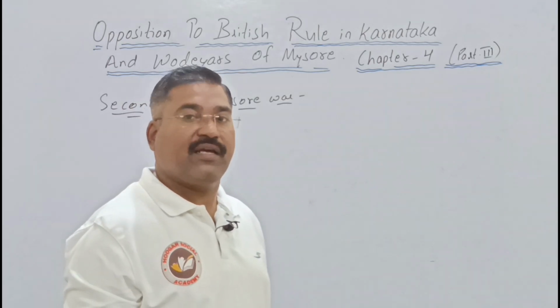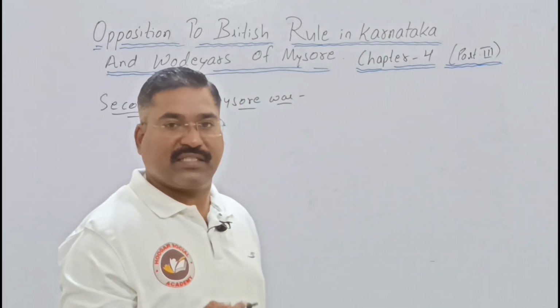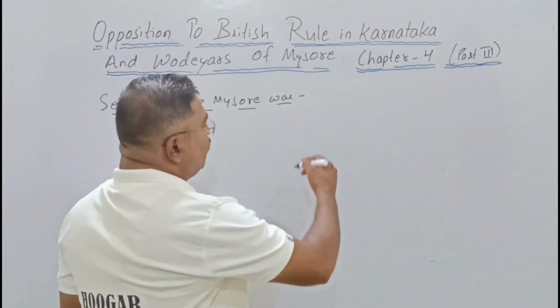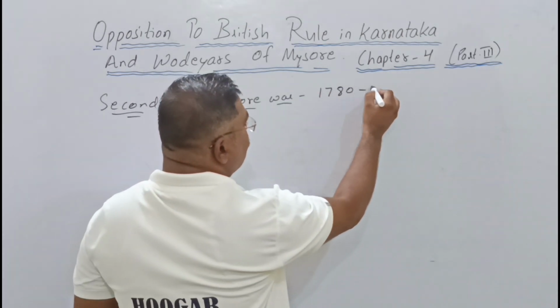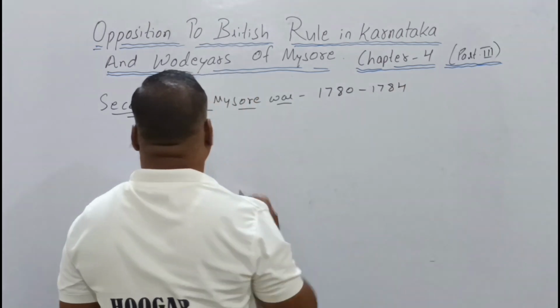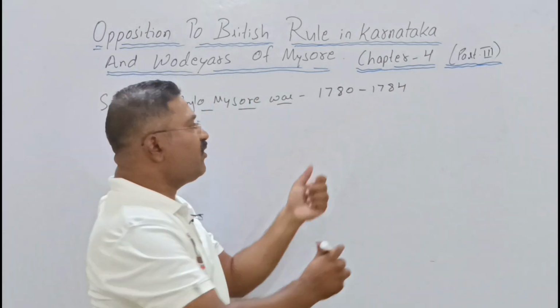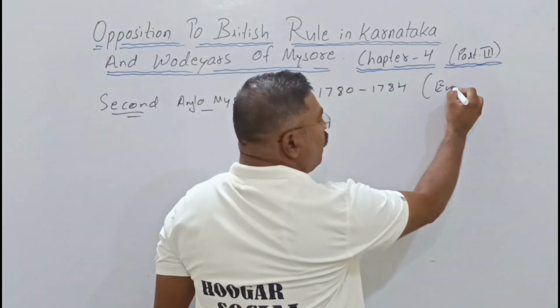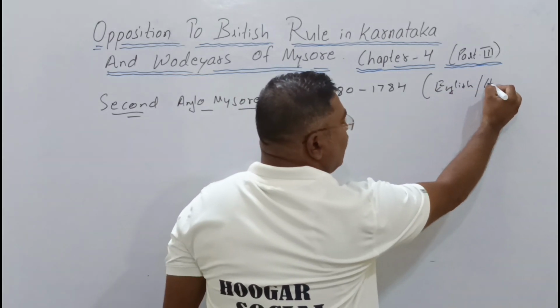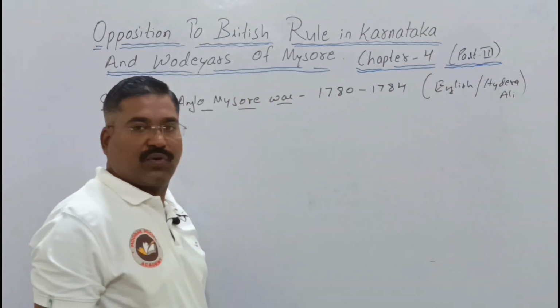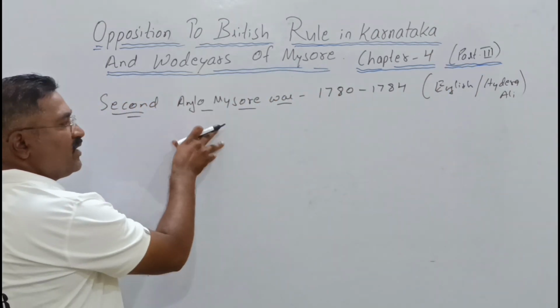Now, who is the ruler here? Once again, Hyder Ali, as usual, is the ruler of the place called Mysore. The war took place between 1782 and 1784. Again, who are there? One side is the English, and on the other side Hyder Ali, the ruler of Mysore. What do we see now?